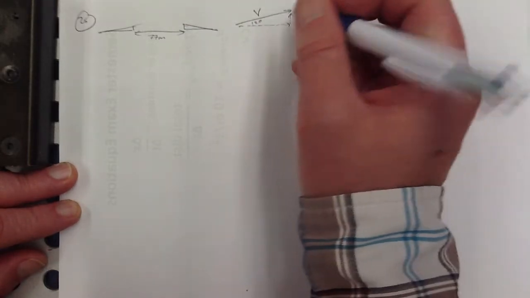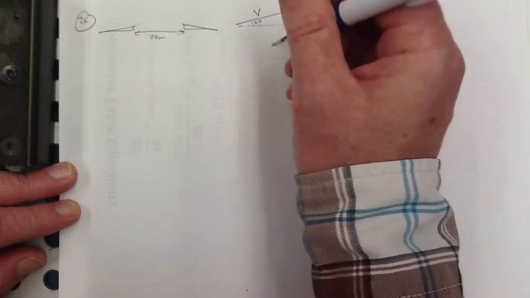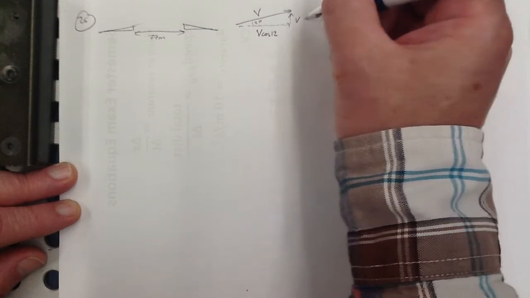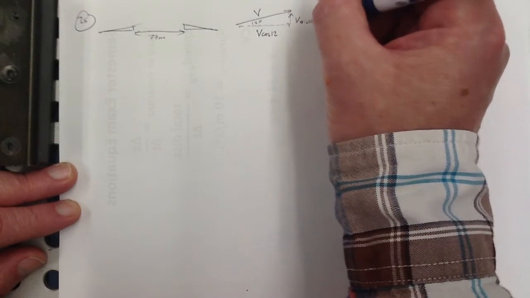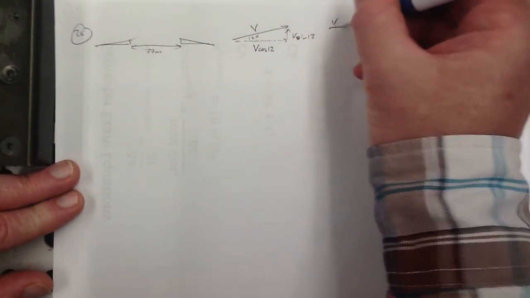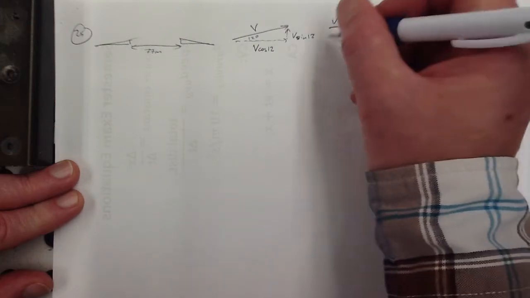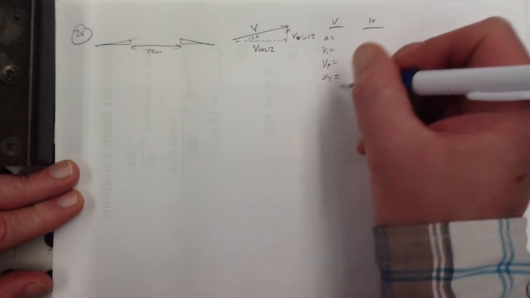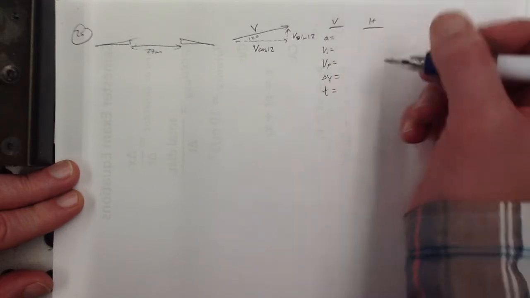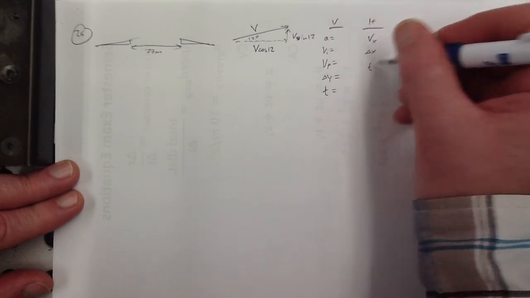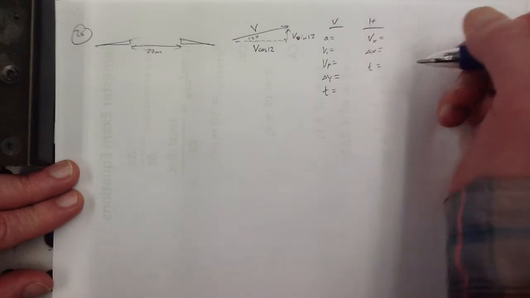Okay, so I don't know this. I'm just going to call that V, right? So this here, the Vx would be V times the cosine of 12, and this Vy would be V times the sine of 12. So I'm going to set up my two columns, because that's what you do when you're doing projectile motion problems. And the time, and then here, all right.